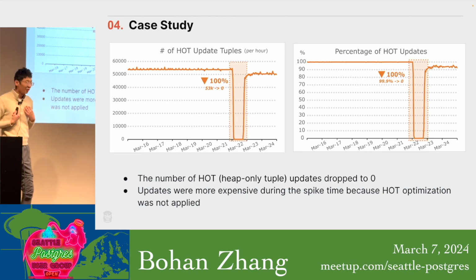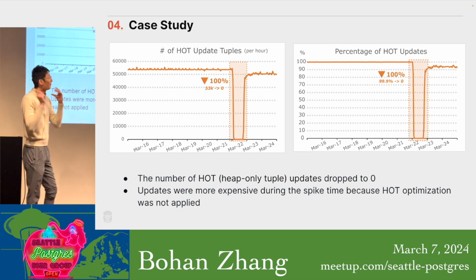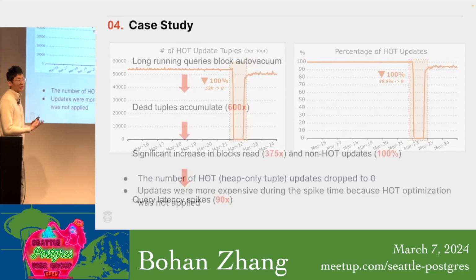Interestingly, we also found the number of HOT updated tuples equal to 0. Previously, around 99.9% of update queries were HOT updates. That's the optimization we mentioned before: using HOT optimization for the updates. During the spike, it dropped to 0%, which means all of the updates are non-HOT updates, which are more expensive than HOT updates. So the updates were more expensive during the spike because the HOT optimization was not applied during that time.